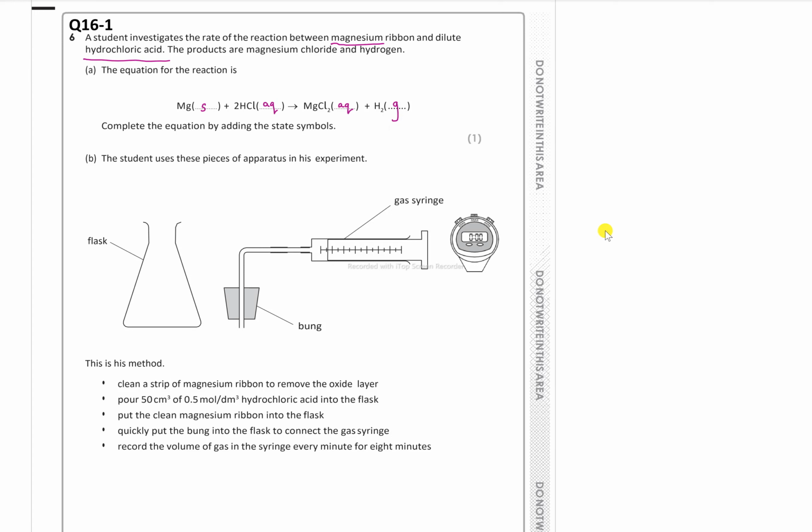Right, okay. We clean the strip to help the rate of reaction because there's a layer of oxide on the magnesium ribbon. It reacts with oxygen in the air. So 50 centimeter cubed, 0.5 moles per decimeter cubed. That's the concentration. As soon as you put the magnesium ribbon into the flask, this bung goes on here as quickly as you can to stop losing gas, the hydrogen gas that's produced. So record the volume of gas every minute for 8 minutes. And you've got your stopwatch here.